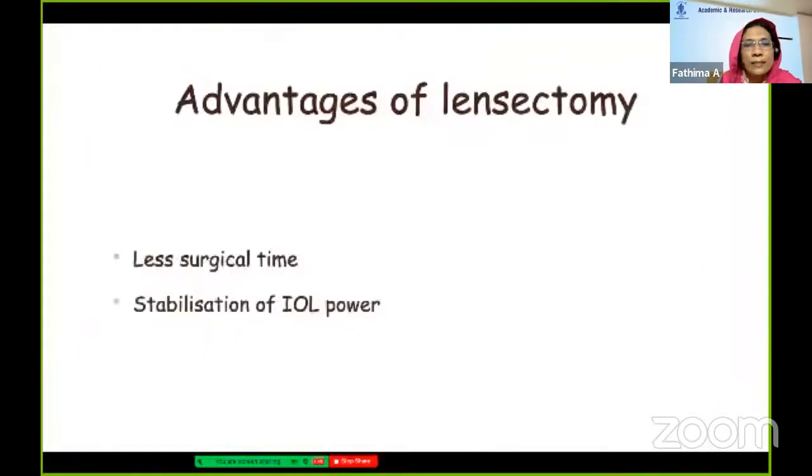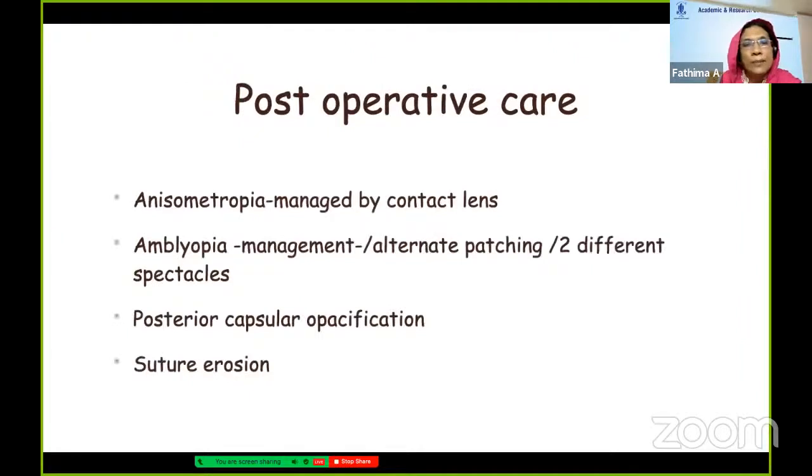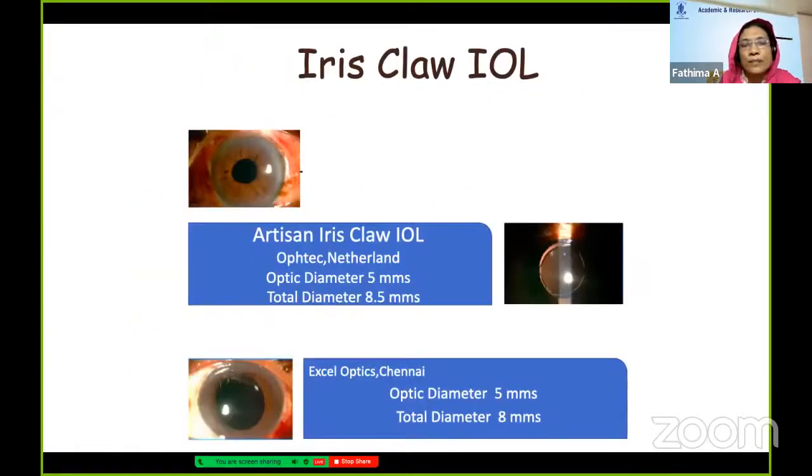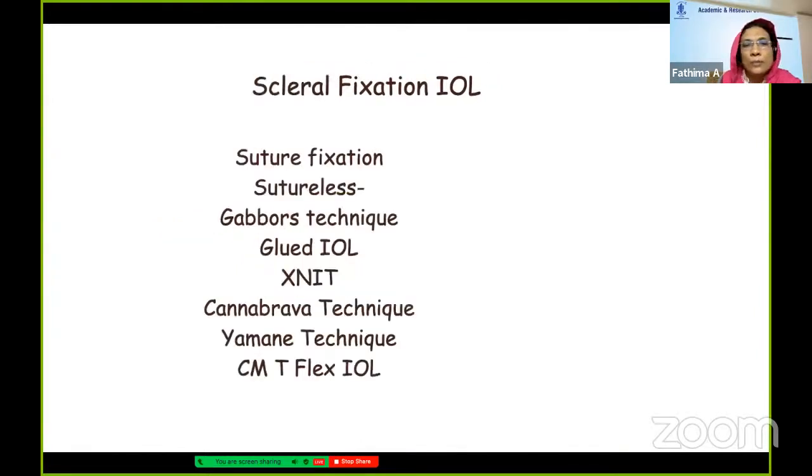And with lensectomy, there is less surgical time, and we can give some time for stabilization of IOL power and go for secondary IOL later. Post-operative care after lensectomy is anisometropia management by contact lens and amblyopia management. Secondary IOL can be in the form of iris claw IOL, which comes from 2 different companies, or iris fixation IOL. And for scleral fixation, numerous techniques have been published, but the issue is long-term follow-up in pediatric patients.